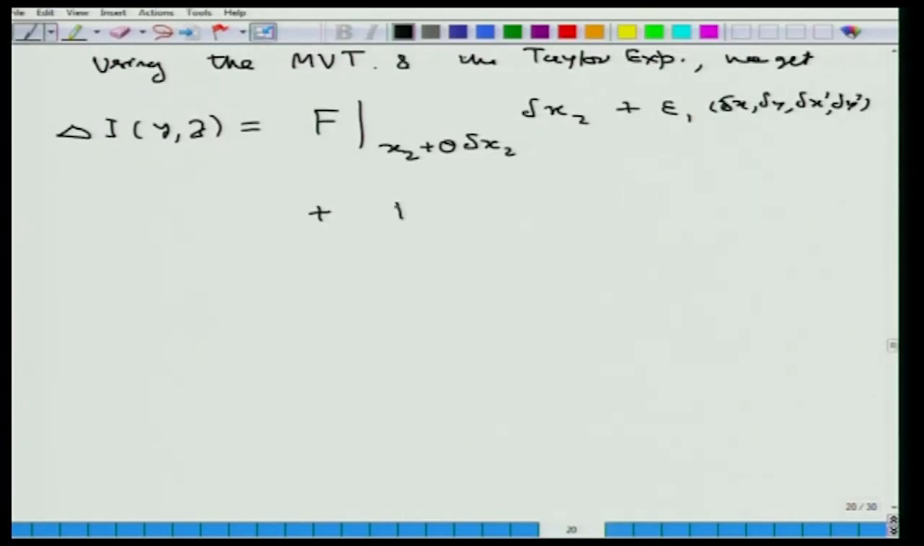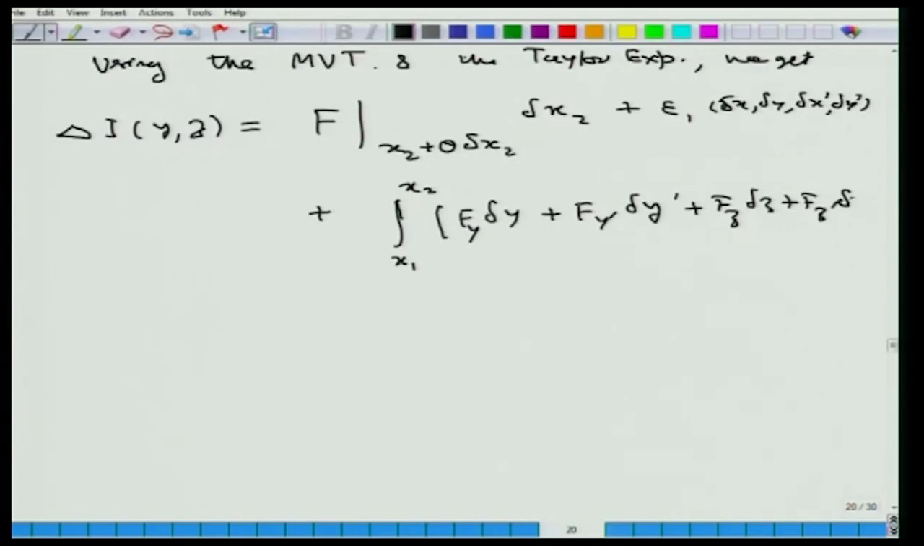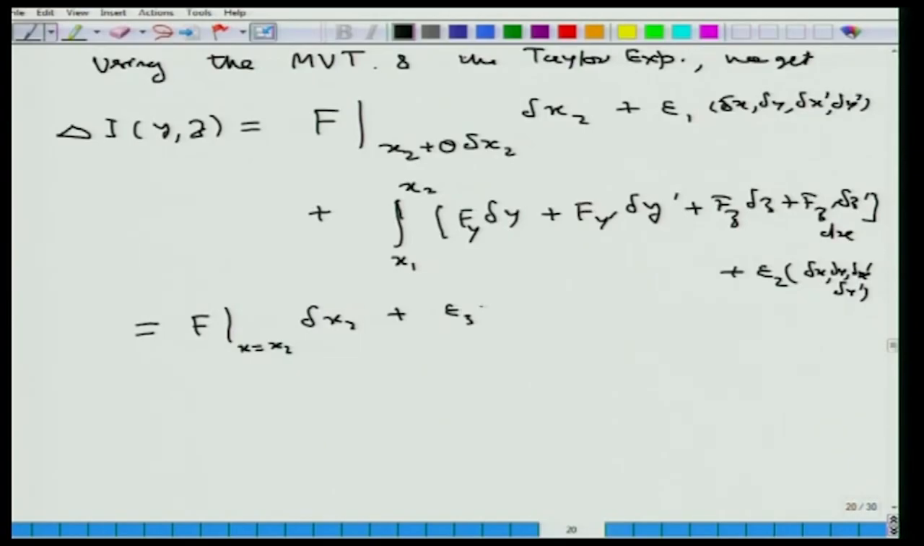this integral, you get x1 to x2 of f y delta y plus f y prime delta y prime plus f z delta z plus f z prime delta z prime dx plus epsilon 2 times delta x, delta y, delta x prime, delta y prime. And in this second term, so here for the first term we use the continuity, and so this is f evaluated at x equal to x2, delta x2, plus let us say epsilon 3 times delta y, delta x prime, delta y prime.